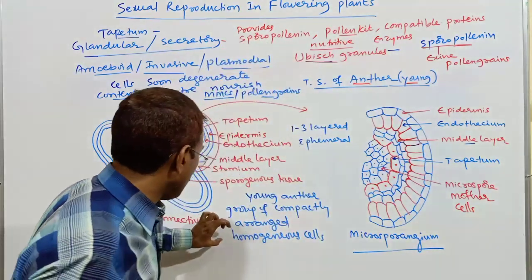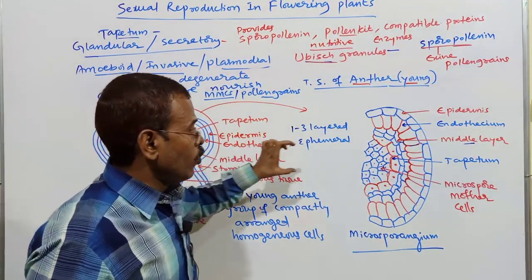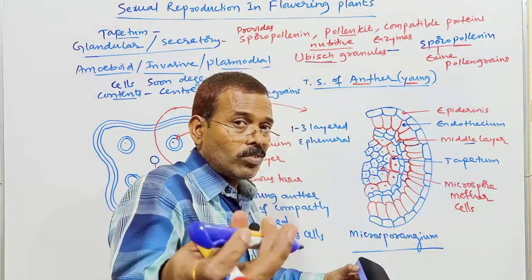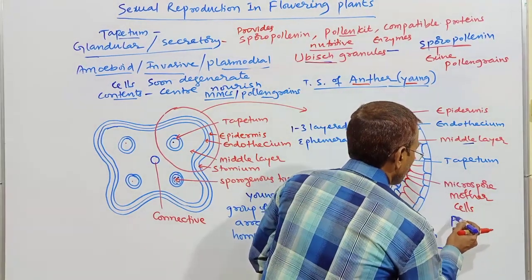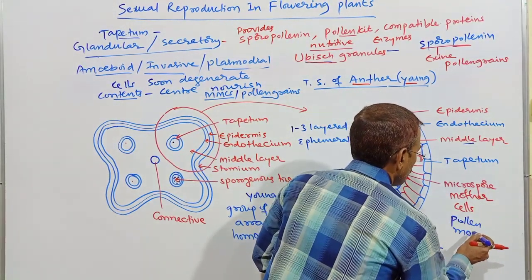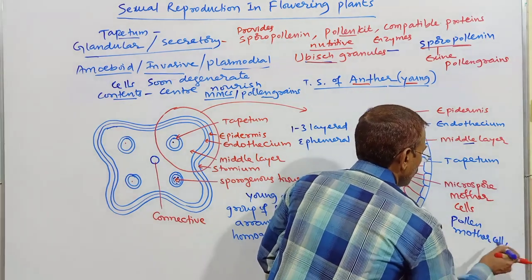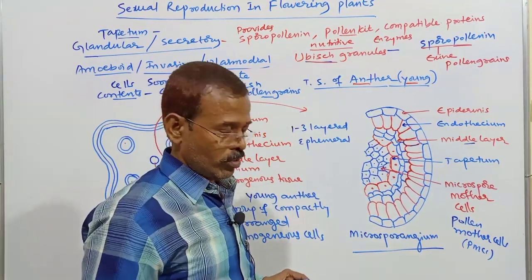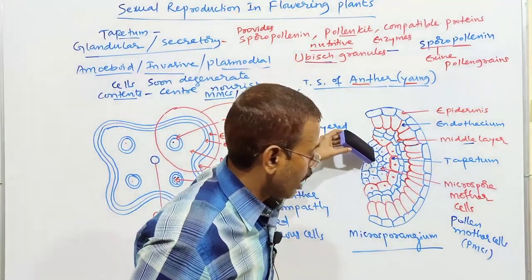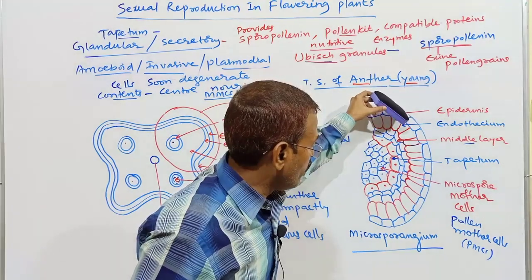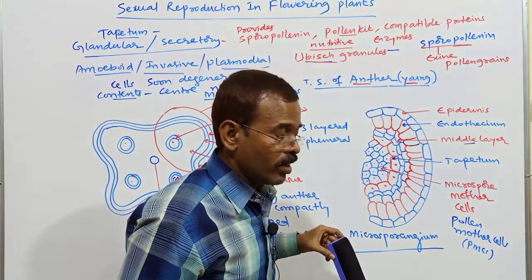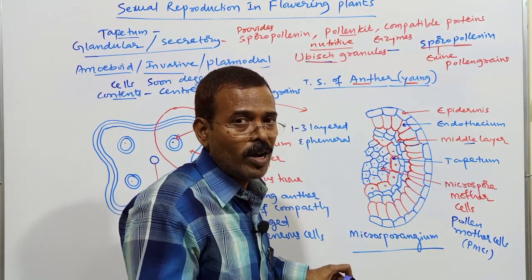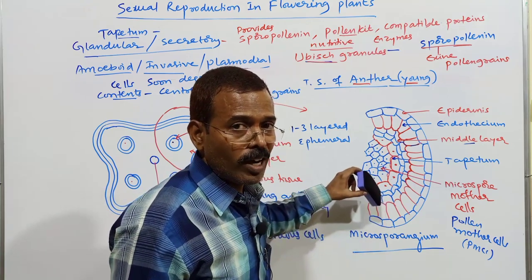This sporogenous tissue will be transformed into microspore mother cells, also called pollen mother cells, PMCs, or MMCs. These pollen mother cells are diploid. The different layers of cells are basically diploid except the tapetal layer. The tapetal layer, due to endomitosis and endopolyploidy, is polyploid in nature. So try to remember this.